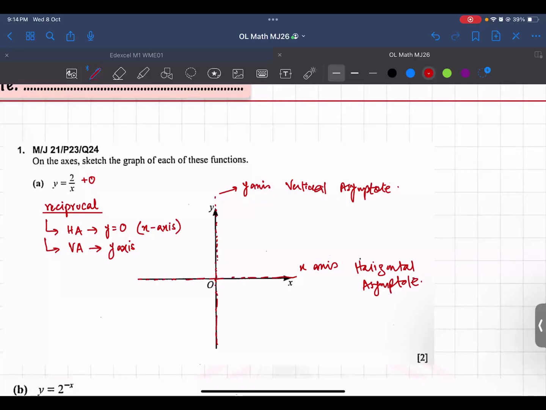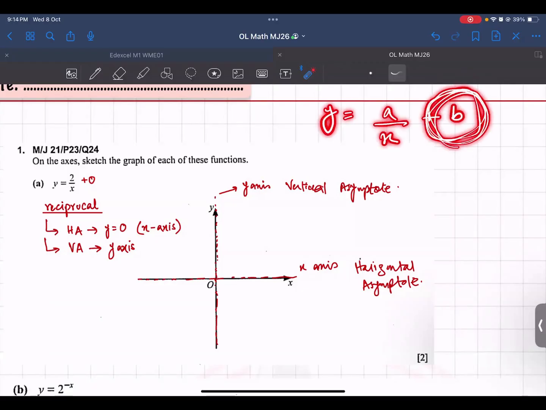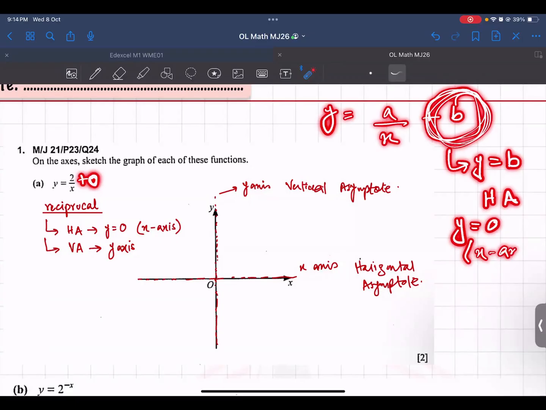सर x कैसे 0 हुआ वापस? Come again. What's the question? Because the form of the reciprocal function was this, a upon x plus b, and I told you whatever is being added, y is equal to b becomes your horizontal asymptote. And right now there is nothing being added, 0. So y is equal to 0 is the horizontal asymptote, and the x-axis is the y is equal to 0 line. सही है?